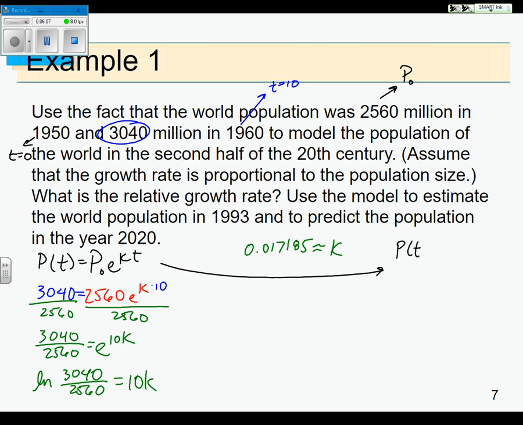My population at time t is going to be based off my initial population, 2,560 million, e to the 0.017185t. And so now I can find the population at any time that I need. I can find the population in 1993. Now be careful, don't plug in 1993 for t, because remember t equals 0 is actually 1950. So 1993 would just be 43 years later.